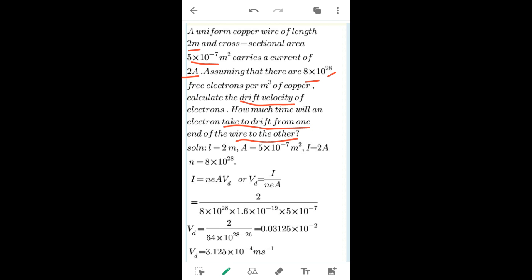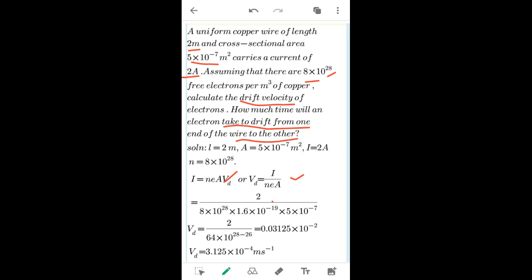Now, the solution. L is 2 meter, A is 5 into 10 raised to minus 7 meter square, current I is 2 ampere, and the number of electrons N is 8 into 10 raised to 28. We have seen the relation between the current and the drift velocity: I equal to NEA VD. We have to calculate VD, the drift velocity, hence VD equal to I upon NEA. Then substitute for N, E and A.